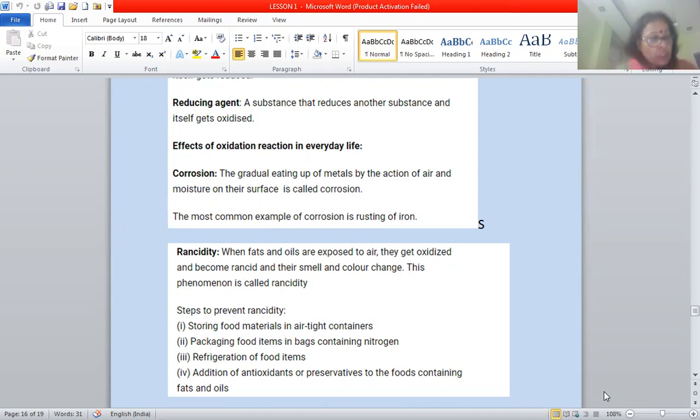So the formation of an oxide, carbonate, or sulfide layer on the metal surface can be termed as corrosion. Or you can say the gradual eating up of metals by the action of air and moisture on their surface is called corrosion. The eating away of metals by air, moisture, or acids is known as corrosion. The most common example of corrosion is rusting of iron.